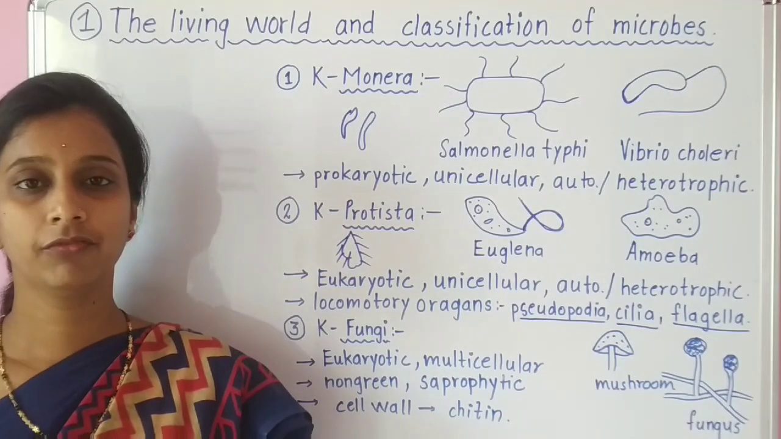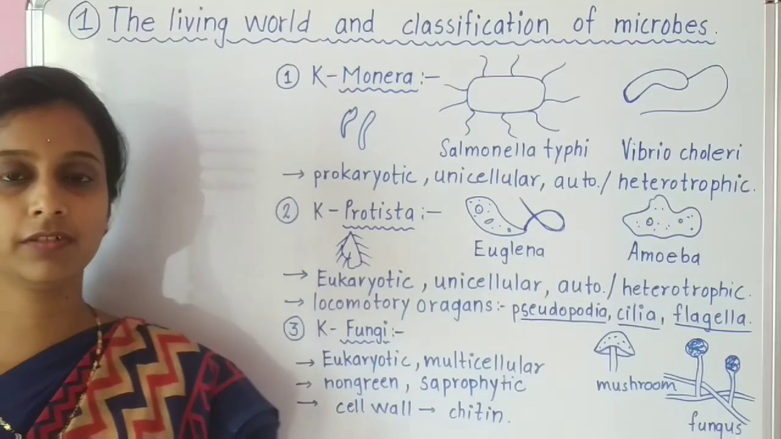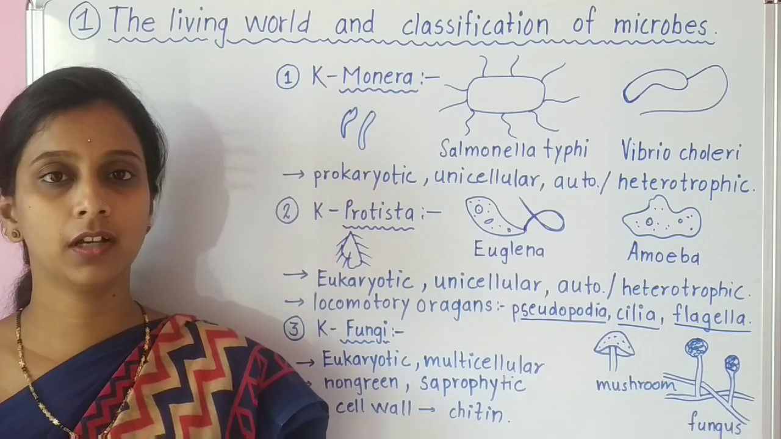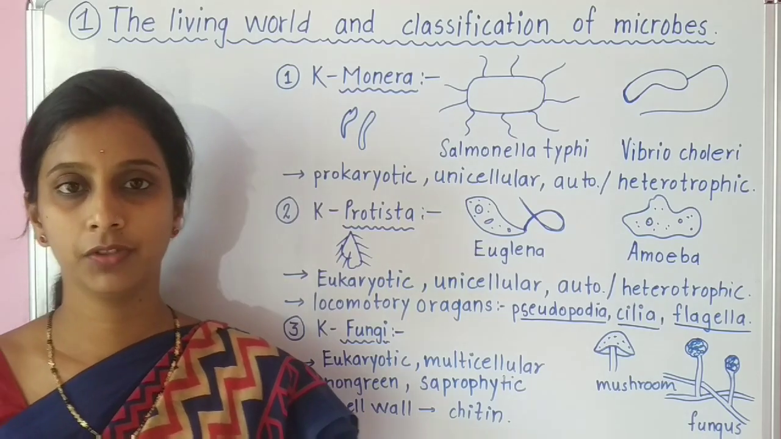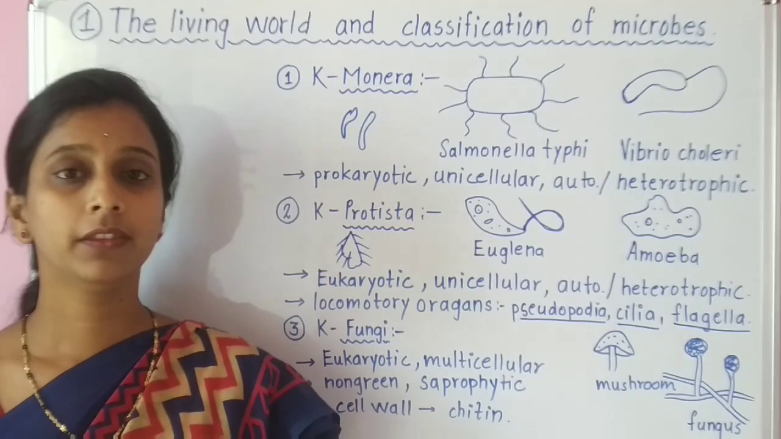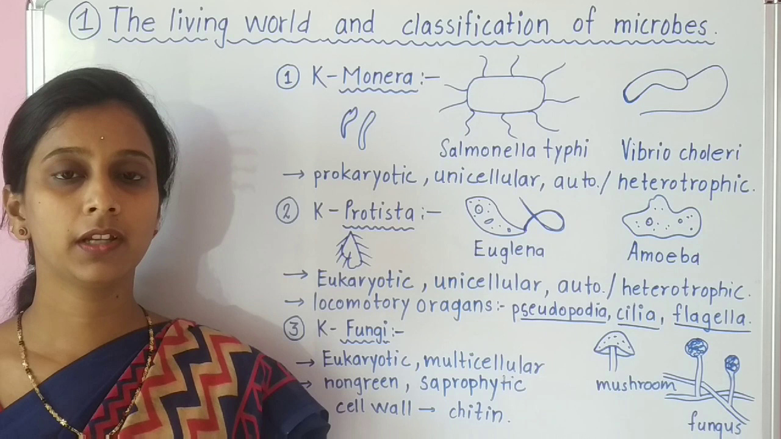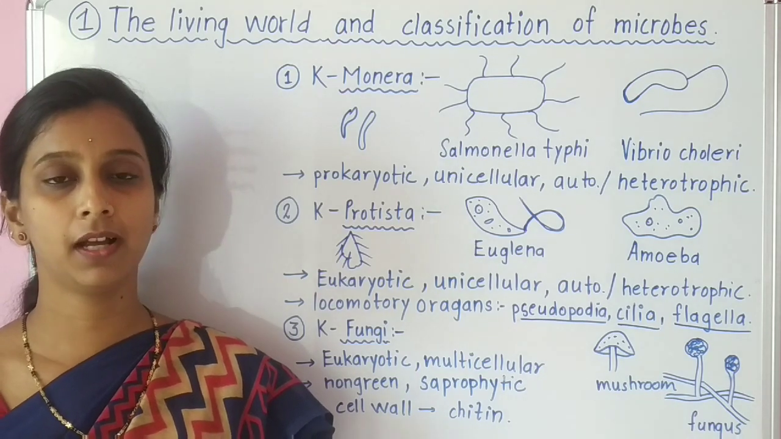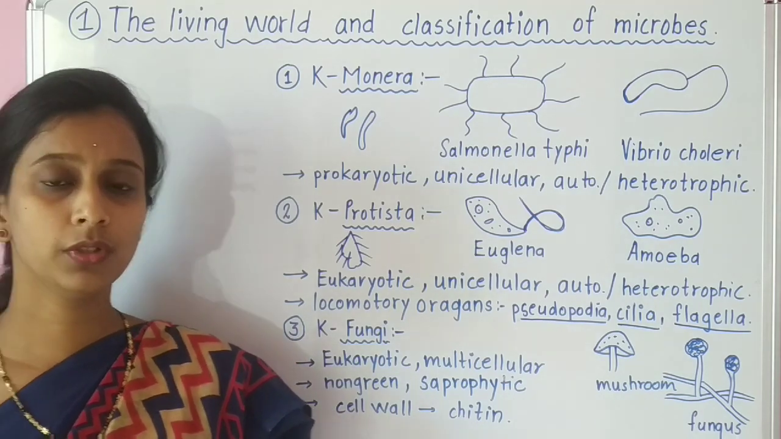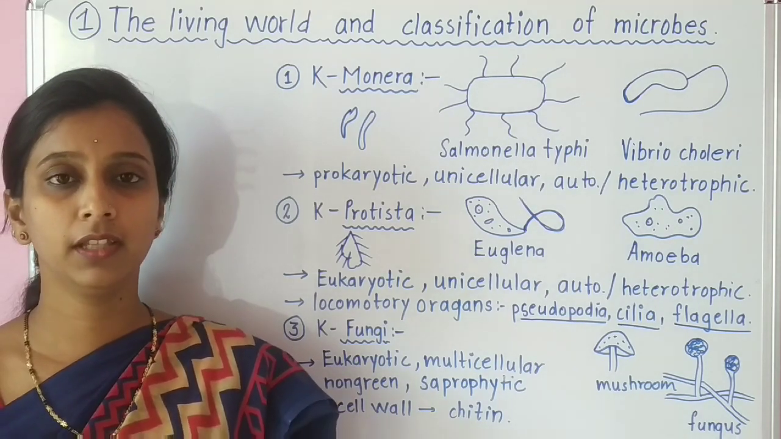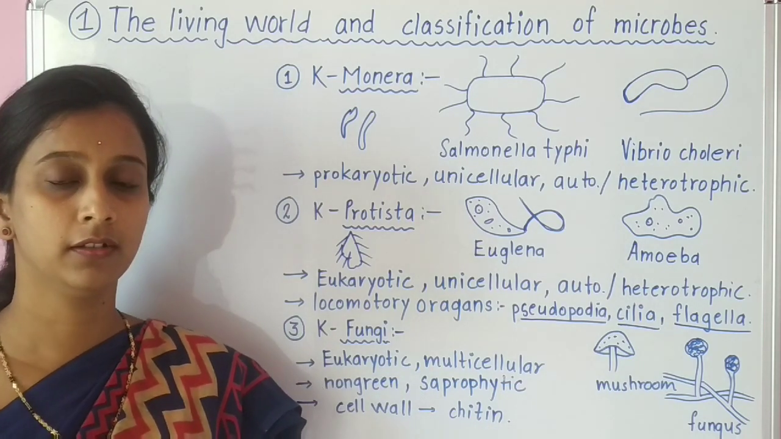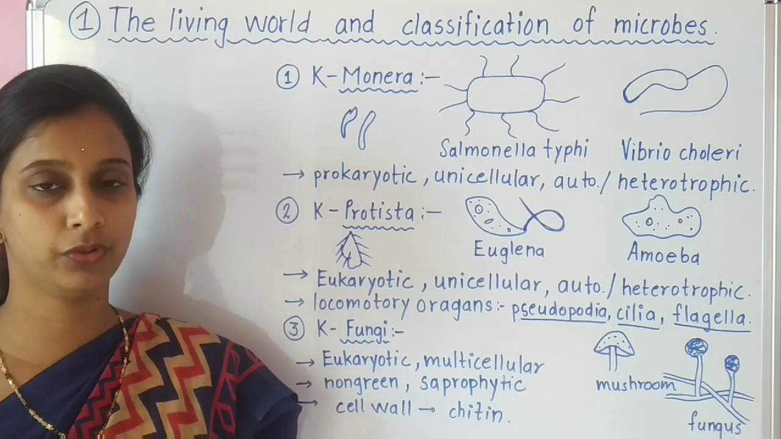Hello dear students, we are studying chapter number 1, that is the living world and classification of microbes. In the last video, we studied the five kingdom system which was invented by the scientist Robert Whittaker. According to him, the five kingdoms are kingdom Monera, Protista, Fungi, Plantae, and last, kingdom Animalia. So students, you should also recite the names of these kingdoms and the characteristics that we are going to learn ahead. These are very important from the exam point of view.